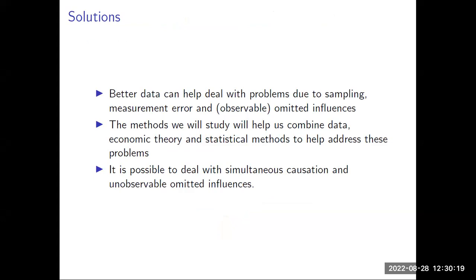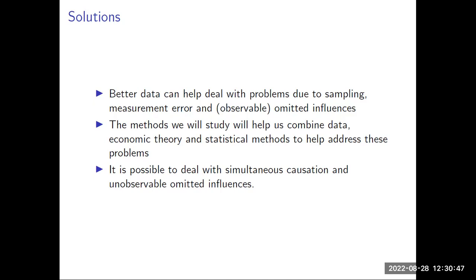Better data can help to deal with the problems due to sampling, measurement error, and observed omitted influences, if you are able to collect better data sets, or data sets that represent the true problem in the variables or the true population. The methods that we are going to study will help us combine data, economic theory, and statistical methods to address these problems. This is what econometrics is all about.